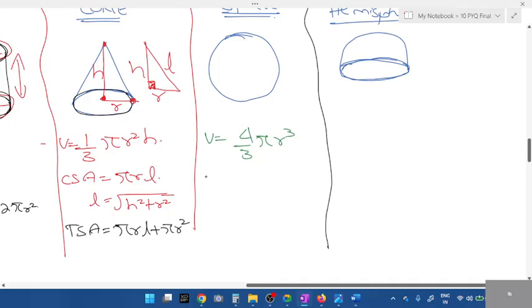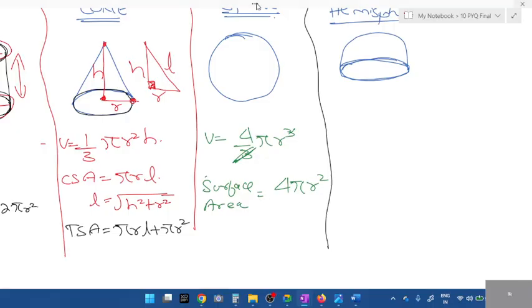Next, curved surface area. There is nothing called curved surface area or total surface area for a sphere. There is only surface area. For surface area, remember, just imagine you're cancelling this 3 along with one value. So it is 4 pi r square. This is surface area of the sphere. Volume is 4 by 3 pi r cube. Surface area is 4 pi r square. Just imagine you reduce the 3 with one of the values. So it becomes 4 pi r square.